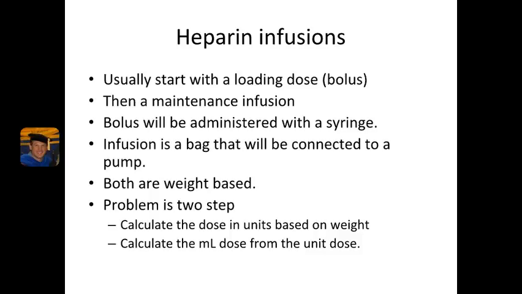The problem is going to be 2 steps in each case. You're first going to have to calculate the dose in units based on the patient's weight, which you might have to calculate from pounds to kilograms. And then you're going to have to calculate the dose in mLs, or milliliters, from the unit dose that you calculated in step 1.